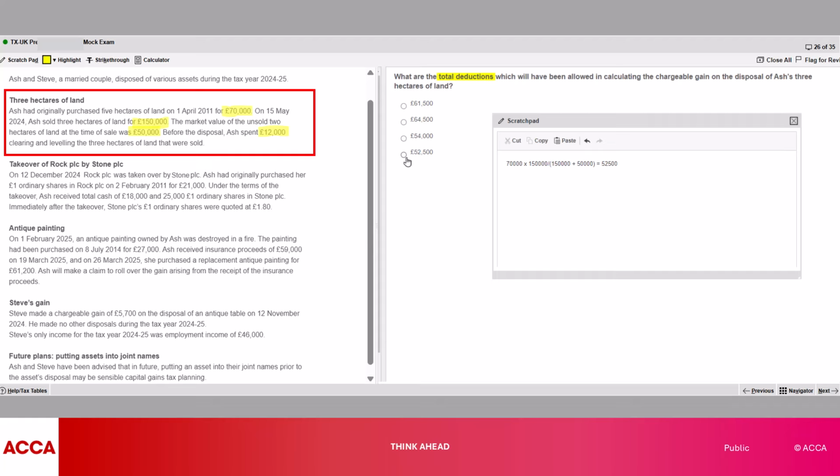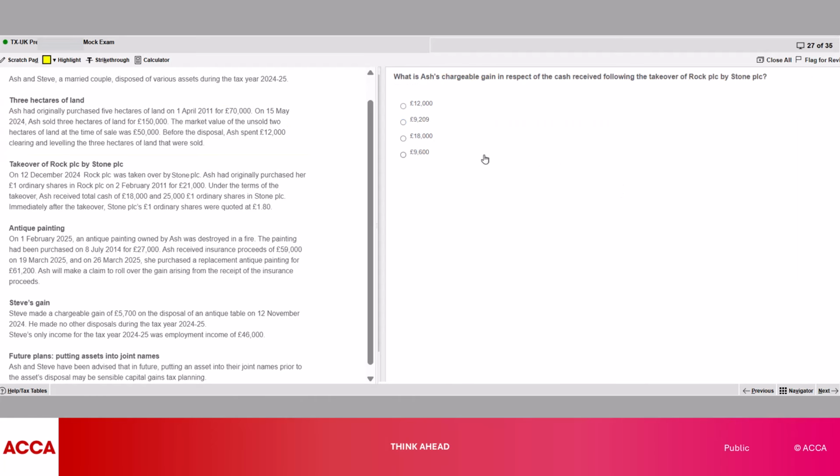However, it's not the right answer. We also need to add the £12,000 that relates specifically to this disposal, which gives us the second option, and the answer is 64,500. The other answers, answer A is one that you might have got if you were not sure about the 12,000, so that actually works out the part disposal cost based on the 70,000 plus the 12,000 times the A over A plus B, and the £54,000, the other one, falls into the trap of working out the cost based on the number of hectares rather than the values.